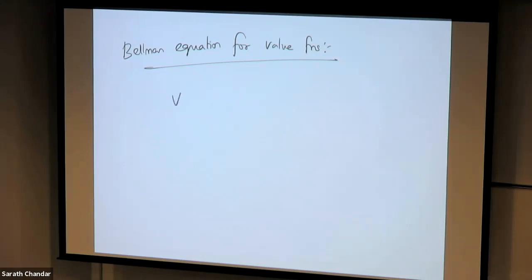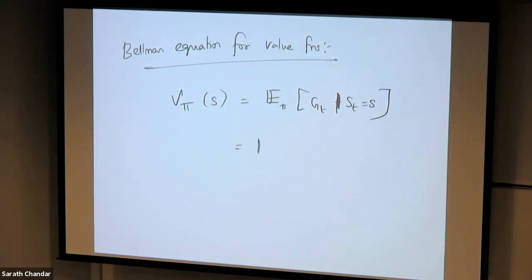Okay, so v pi of s is given by, as we know, the expected value of Gt given St is equal to s, right? Now I can write this as the expected value of Rt plus 1 plus gamma times Gt plus 1 given St is equal to s, right? So we have seen this step already. Now let us expand this and see what happens.